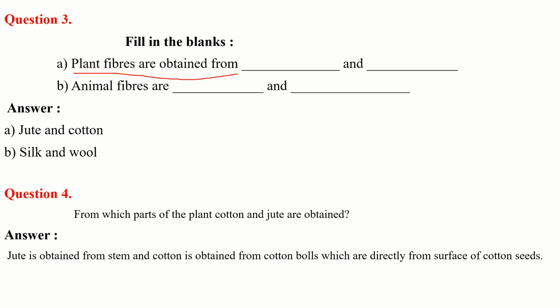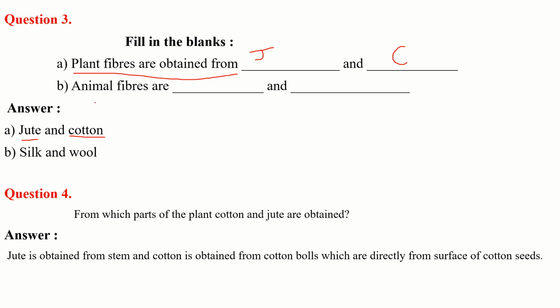How do we get plant fibers? From where are we getting the plant fibers? Which are the plant fibers? I have written here jute and cotton. In this blank space you have to fill: the plant fibers are obtained from the jute. I will write the first letter of this word. Okay, jute as well as cotton. Jute and cotton are the plant fibers which we obtain.